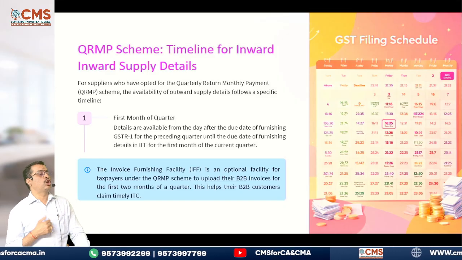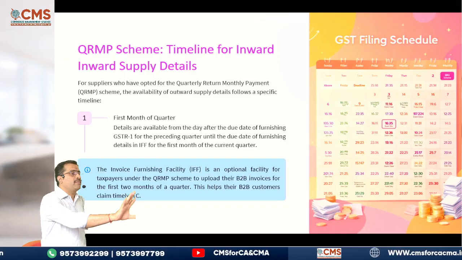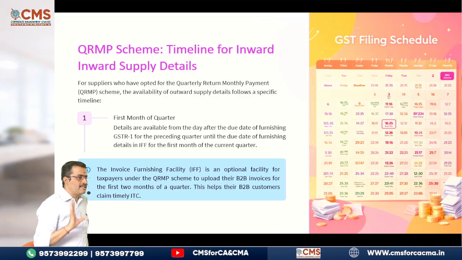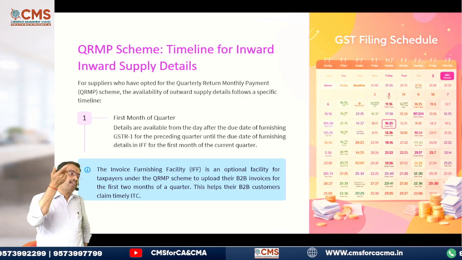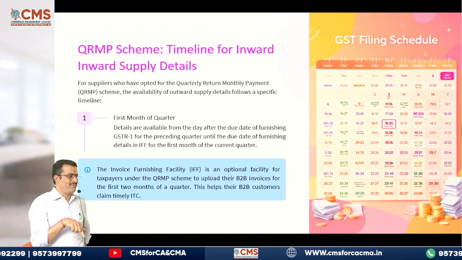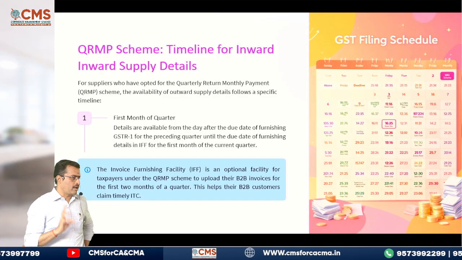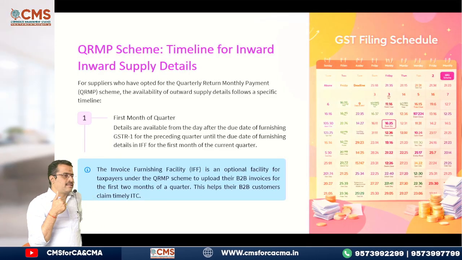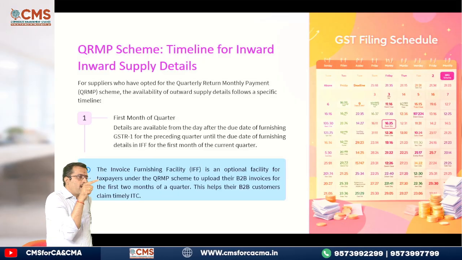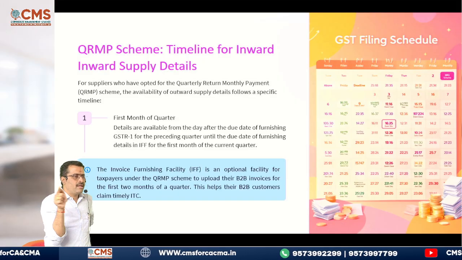What do you mean by QRMP? Quarterly return, monthly payment. That does not mean he is a composition taxpayer. Please understand. I am talking of those whose turnover is more than 1.5 crore but less than 5 crore. So those people who are in regular scheme only I am talking. So those people need not file returns on a monthly basis. That's why the QRMP scheme has come into picture. Q means quarterly return. MP means monthly payment.